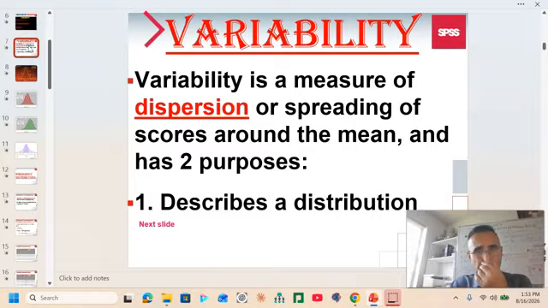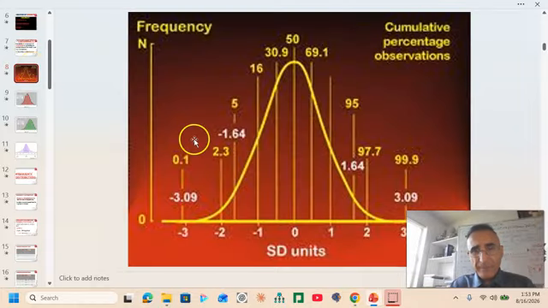So there's a definition. Again, variability is a measure of dispersion, meaning the spreading of scores around the mean. And it has two purposes. Why do we do that? It describes the distribution, like you can see right here. In the middle, like percentiles, from 0 to 100%, and then standard deviations. Like for the Z-score, Z has a mean of 0 and a standard deviation of 1. So to the right is positive, to the left is negative.